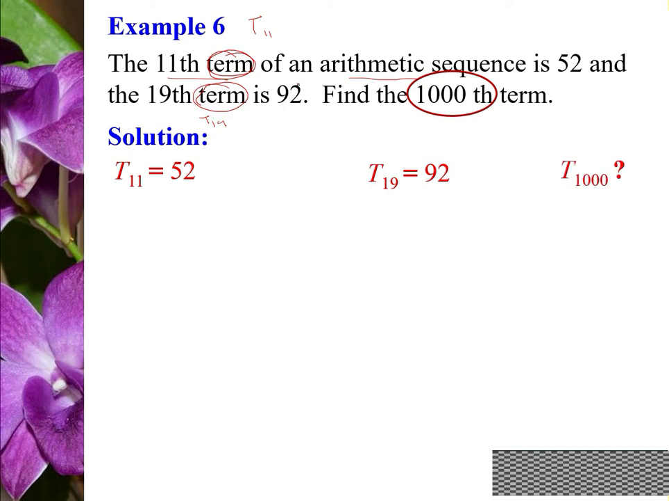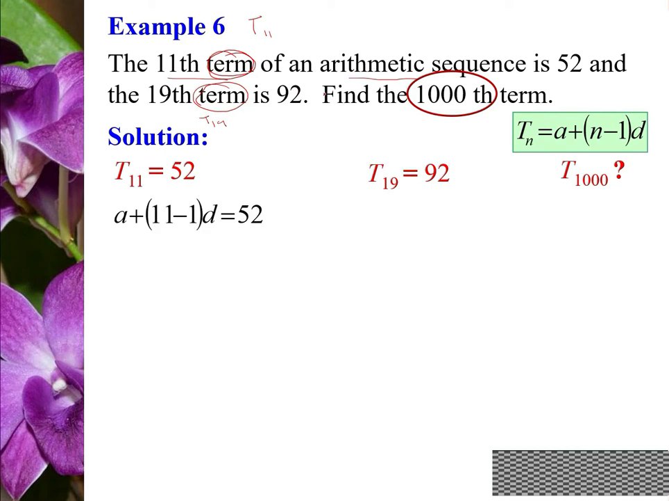Since this is an arithmetic sequence, we know what the formula is. But now we don't know what the sequence is. We don't know what the first term a is, and we don't know what d is.